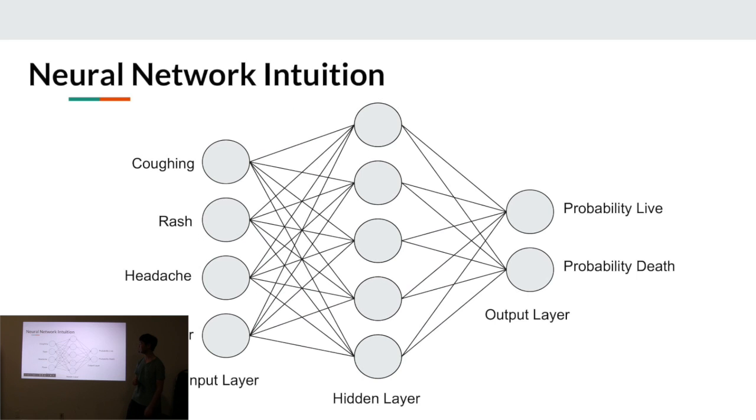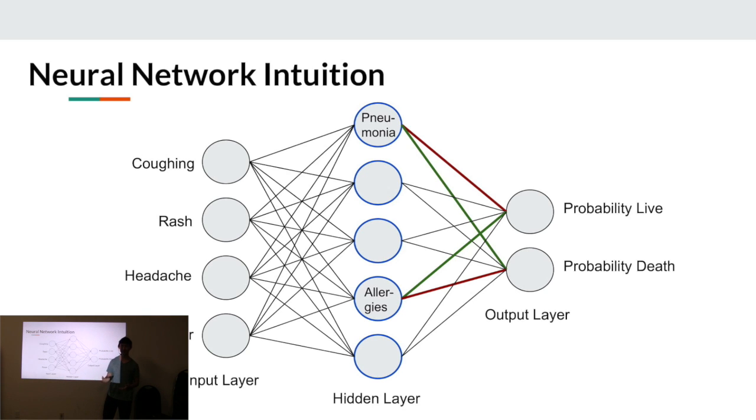So let's take an example, and hopefully that will make this process a little bit clearer. Let's say you're a doctor or some medical person, and you're given a patient with a certain number of symptoms, like a rating of how much they're coughing, how much of a rash they have, whether they have a headache or not, and how much of a fever they have. And let's say you're trying to predict the probability that they're going to live or the probability that they're going to die.